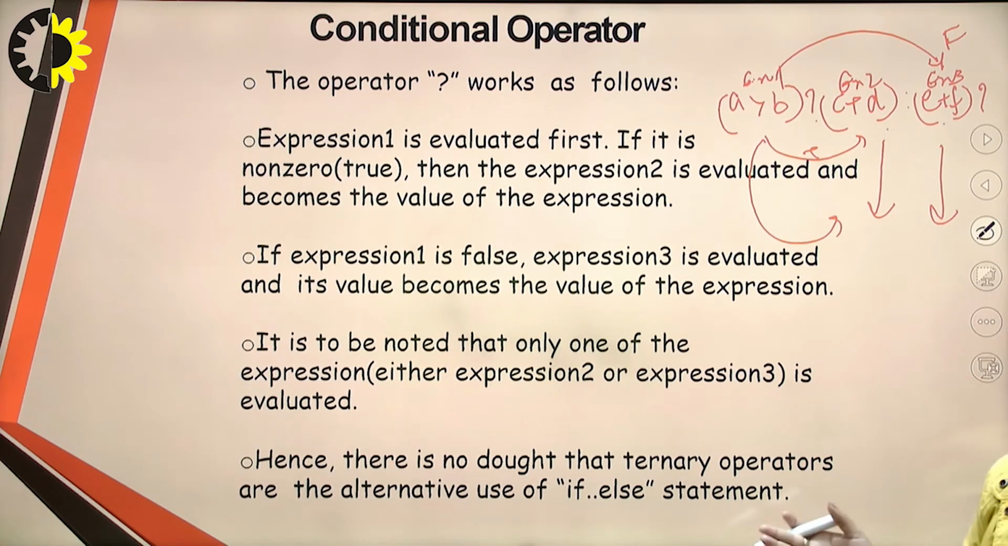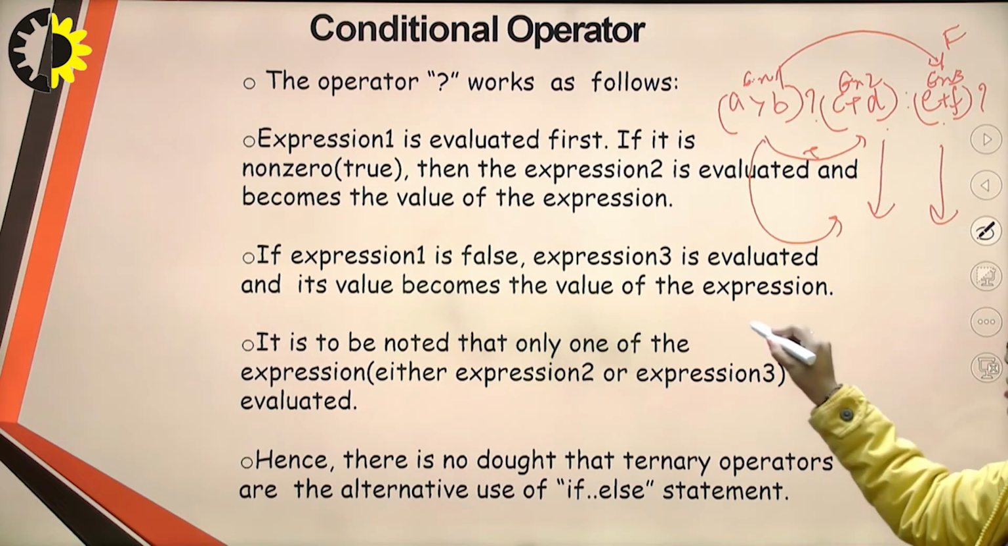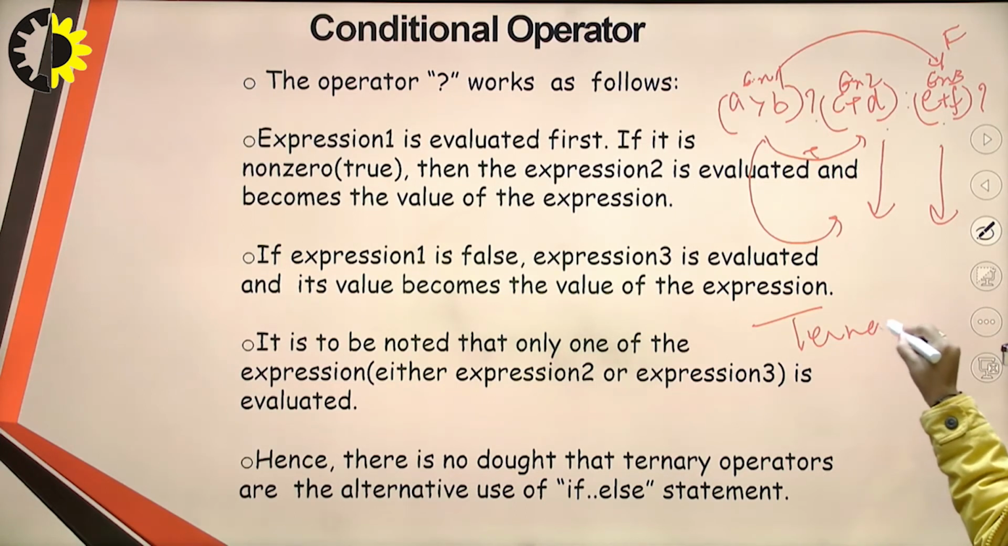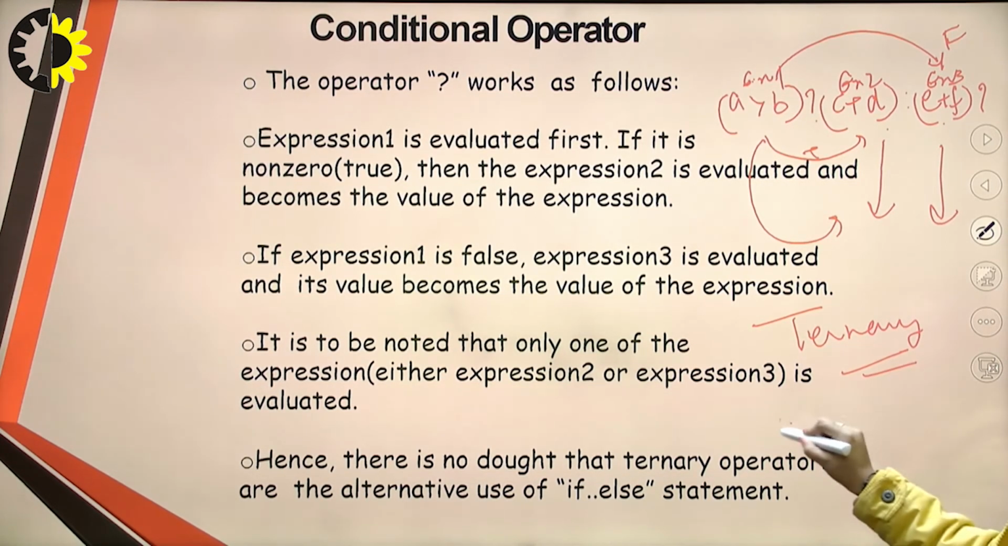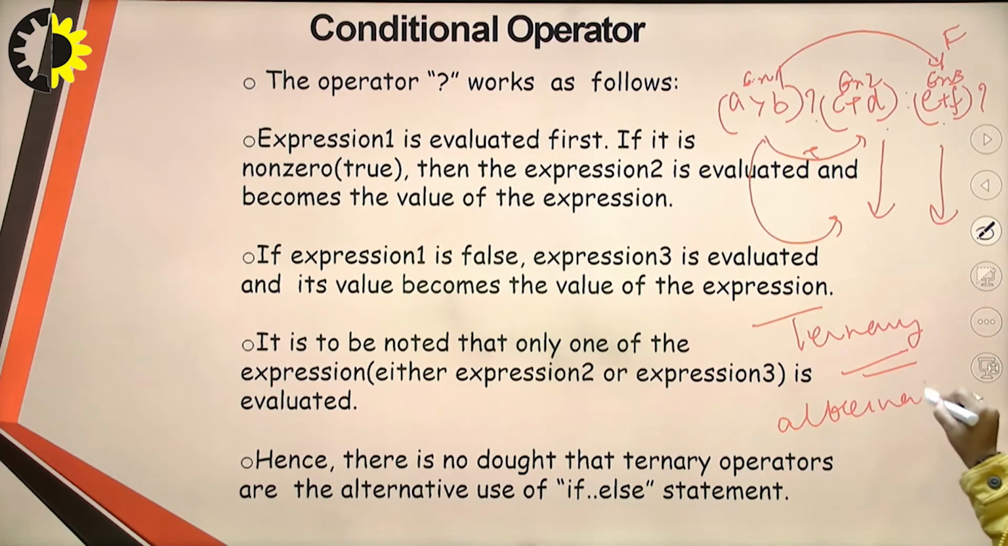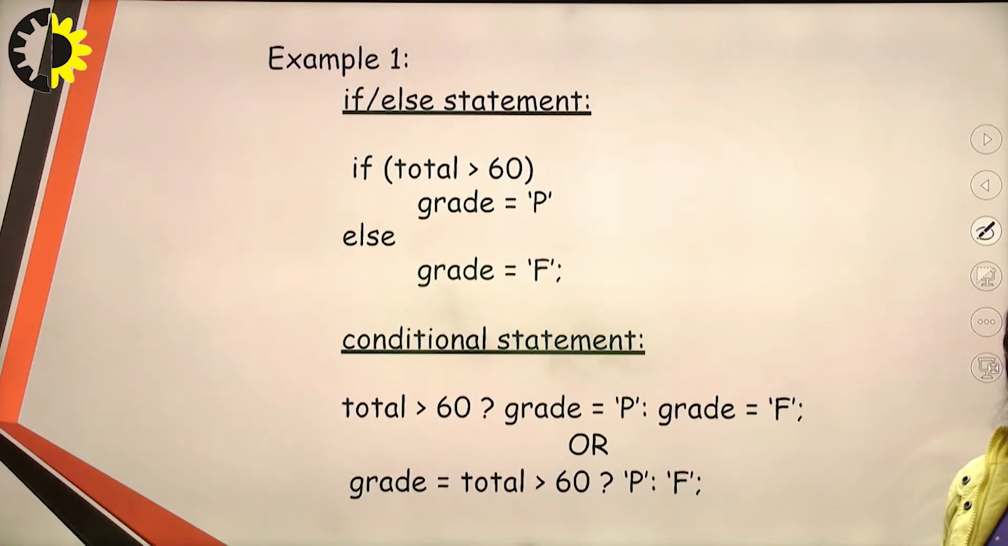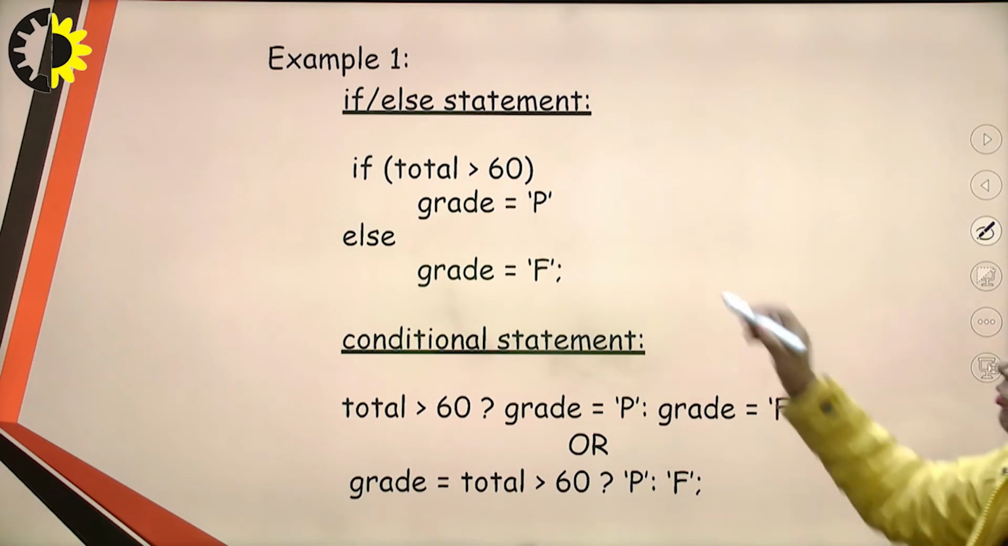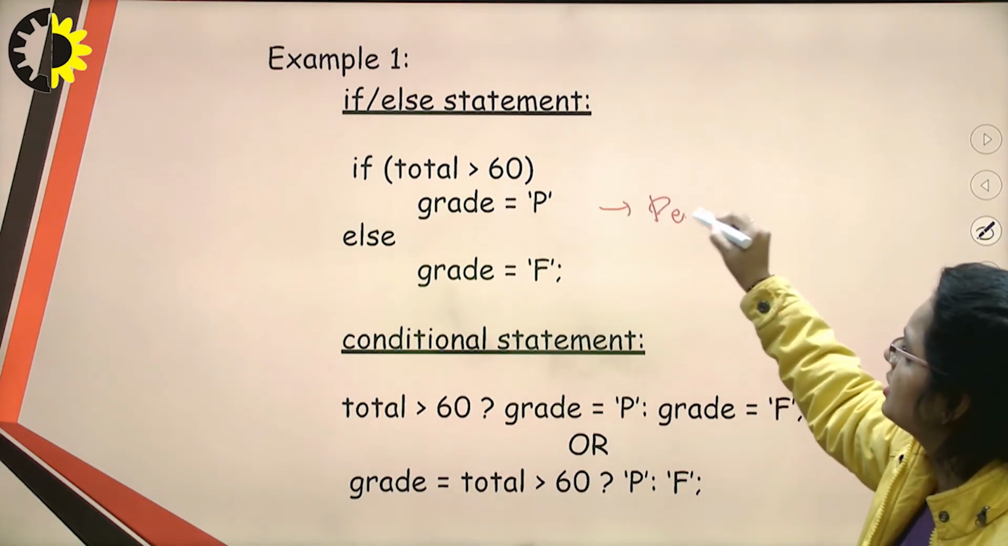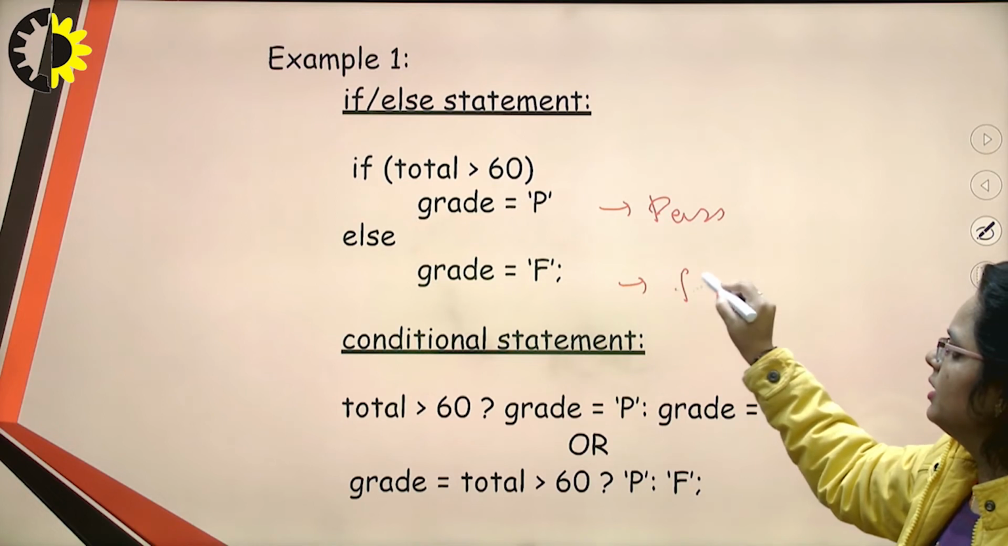So we can assume that this is actually an alternative use of the if-else statement. The name of this operator is the ternary operator. It is actually an alternative to the if-else statement. Clear? So here's an example. If the total marks of any student is greater than 60, then the grade would be P, meaning he has passed the exam, else the grade would be F, he has failed the exam.